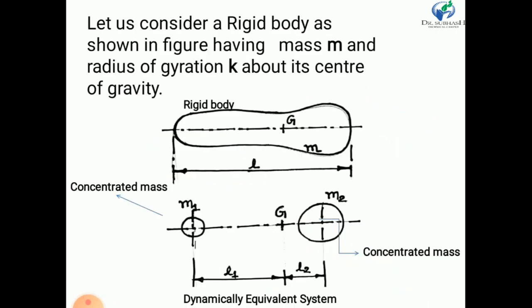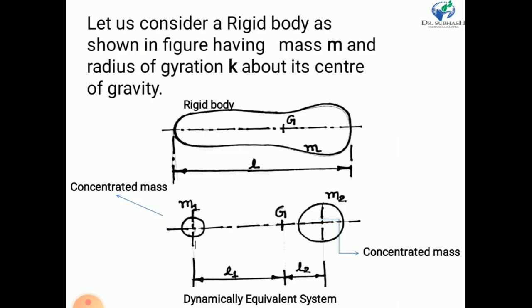So, my dear friends, first of all, let us understand what is a dynamically equivalent system. Many times we know that it is convenient to represent a rigid body of a given mechanism by its dynamically equivalent system to simplify the analysis. So sometimes we represent a body by another dynamically equivalent system, and because of that we can simplify the analysis.